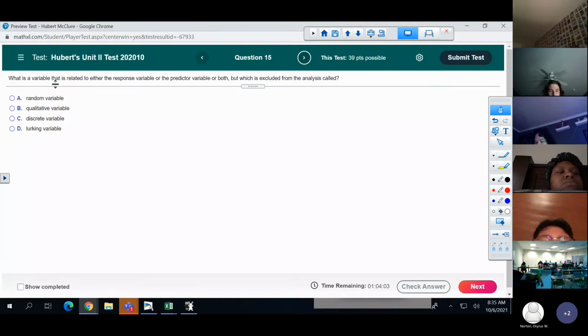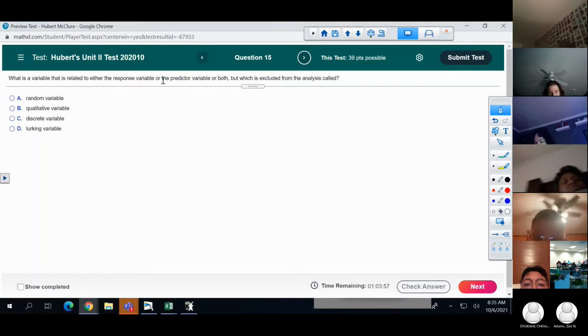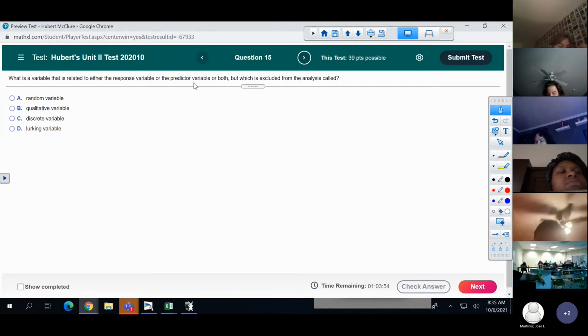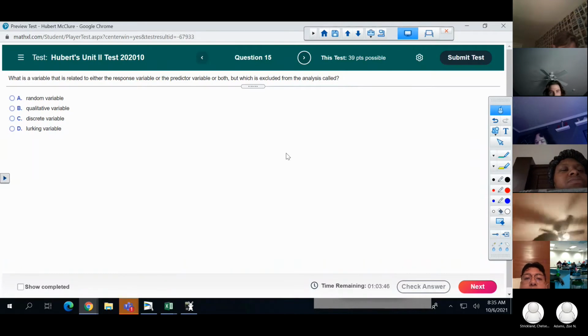What is a variable that is related to either the response variable, meaning the dependent variable, I meant the independent variable, or the dependent variable, but which is excluded from analysis? Just think of in the shadows. What's in the shadows? Lurking variable.